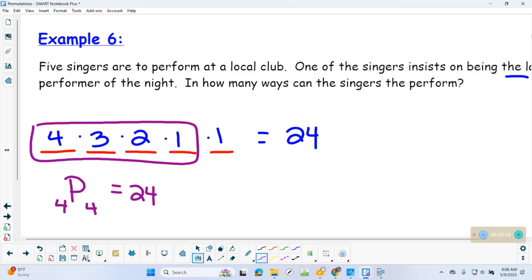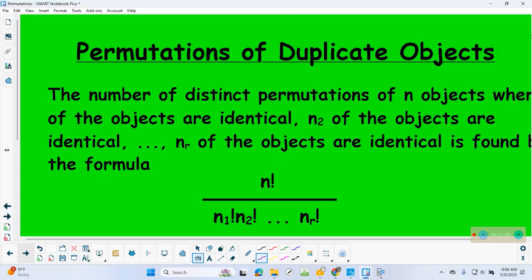So that's where it gets a little tricky, when they give you these very specific conditions, like somebody has to be first, somebody has to be last, somebody has to be in the middle, whatever. Then it gets a little tricky to do your permutation because you're not actually putting that person in your arrangement. That's the only thing I don't like about this. It's a little dicey, okay?